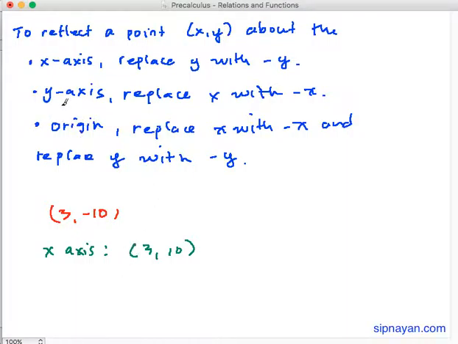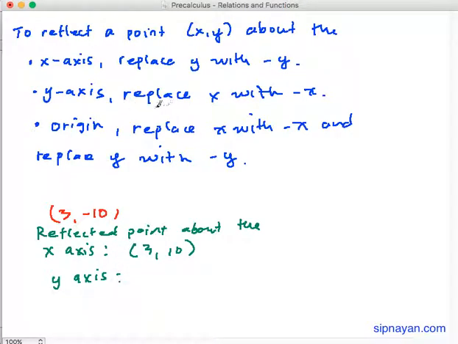Tapos, pag y-axis naman, this is a reflected point. The x-axis is (3, 10). The y-axis, replace x with negative x, so ito naman papalitan natin: it's (-3, -10). Tapos, origin, papalitan natin pareho, maging (-3, 10).